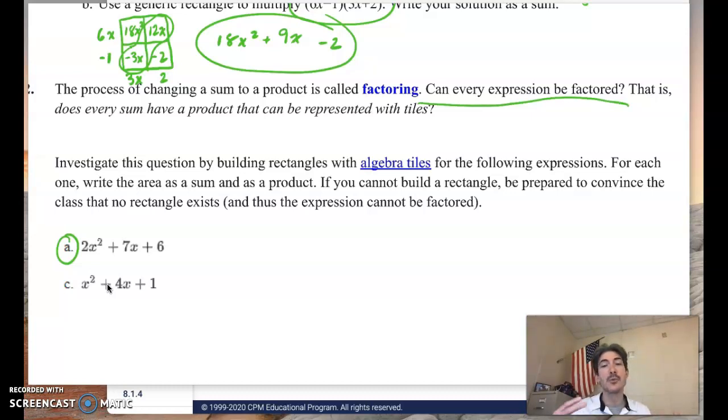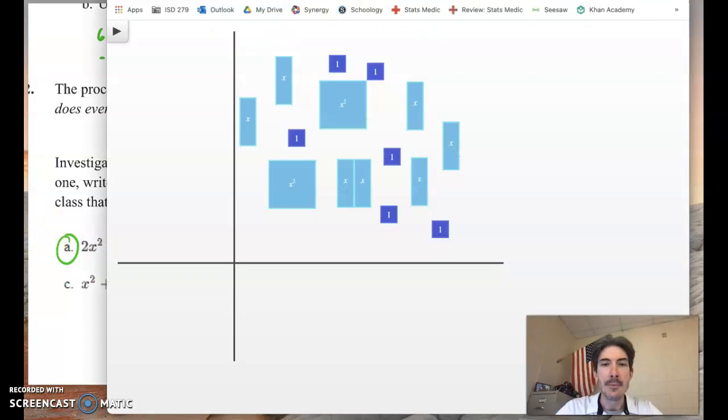Algebra tiles are really, really helpful for this. And if you're using your CPM ebooks, you can do this. It's so easy. You just click on the algebra tiles link, and I'll show you what I did here. I set myself up with the corner piece background, and then I got all the tiles out. I've got 2 x squareds, 7 x's, and 6 unit pieces. You're always going to start with that squared term in the corner.